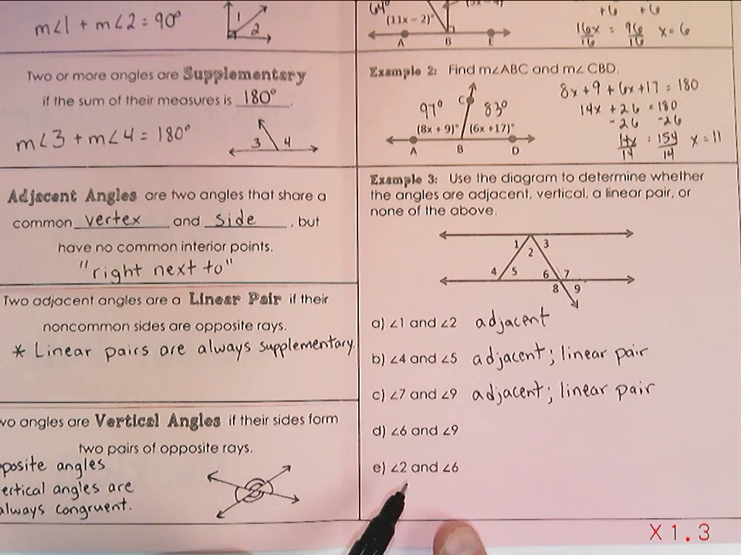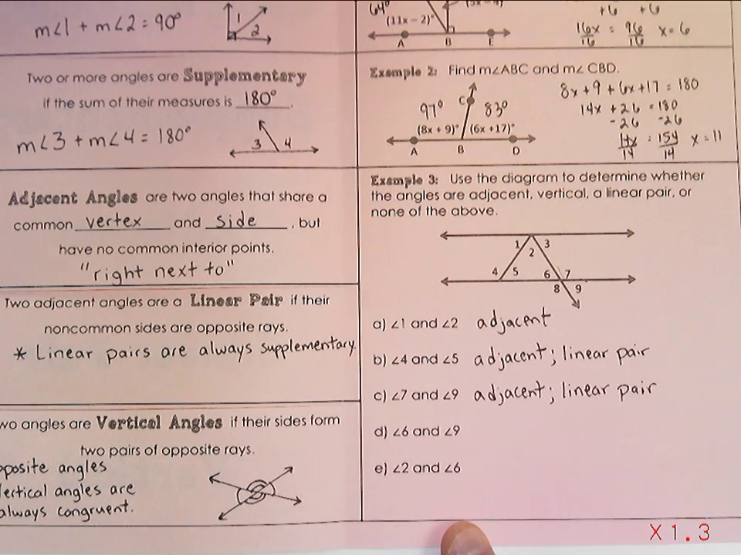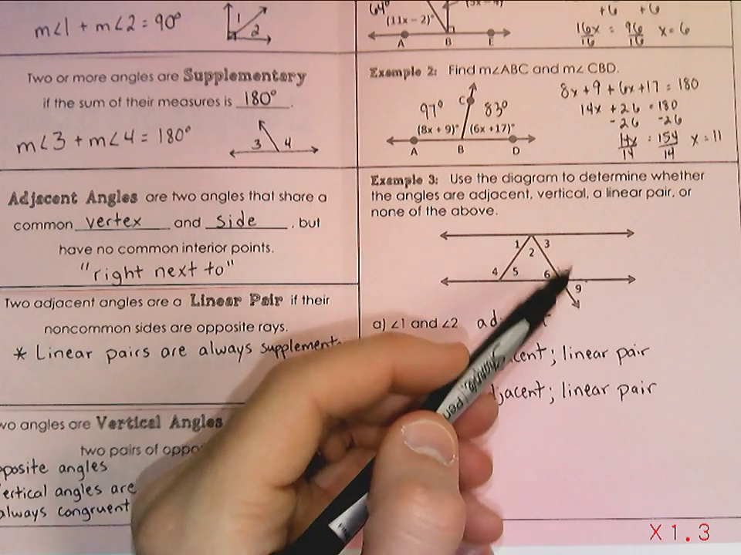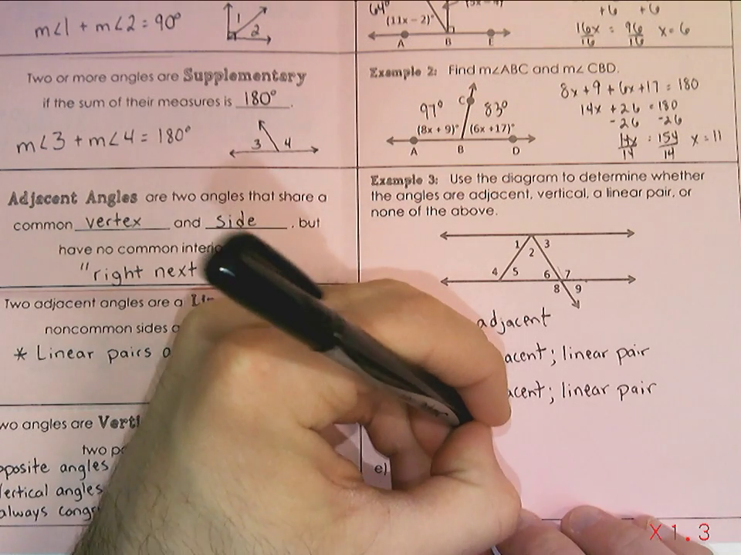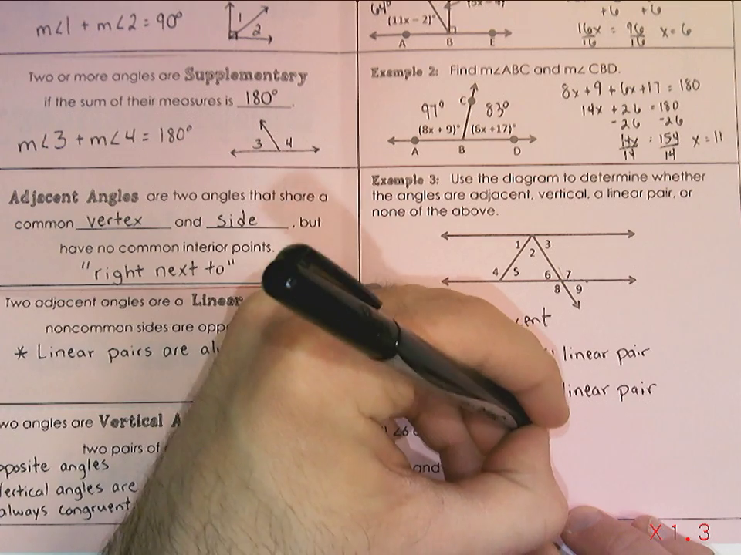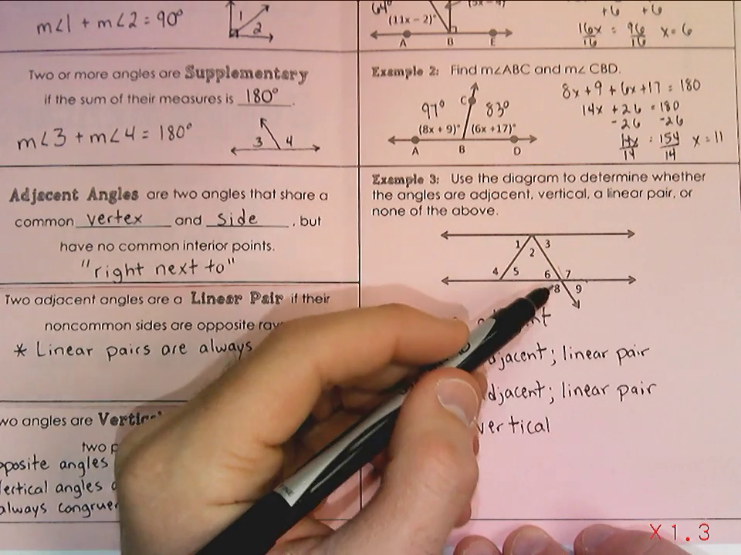So you should have checked these by now. So angle 6 and angle 9. Well, those are opposite of each other. So that means that these are vertical angles. Just write vertical. And angle 2 and angle 6.